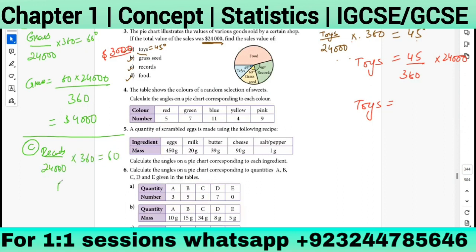And the last part is 13,000. Now you will add them all and see if you are getting 24,000 or not. For records, you're going to get 6,000.